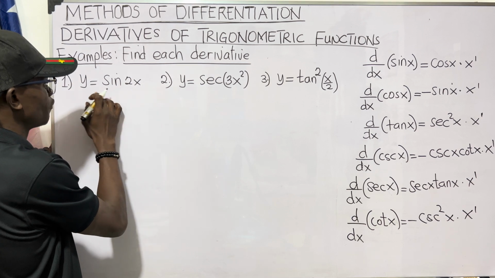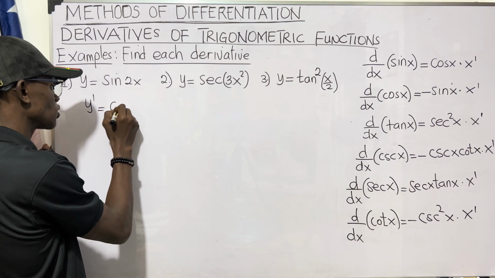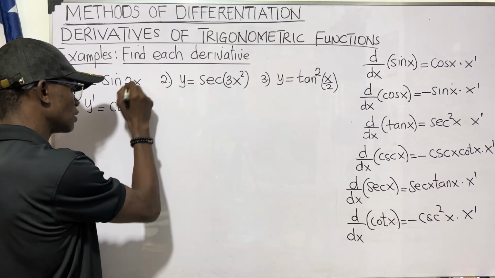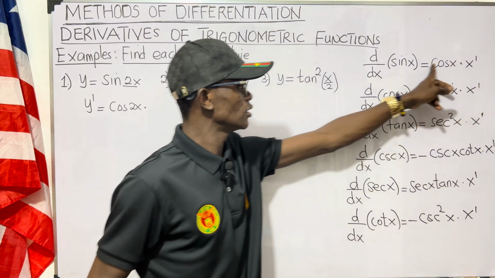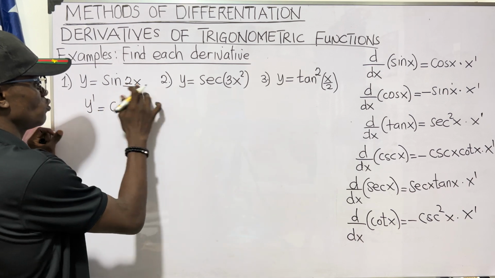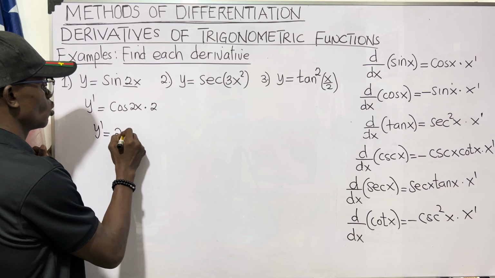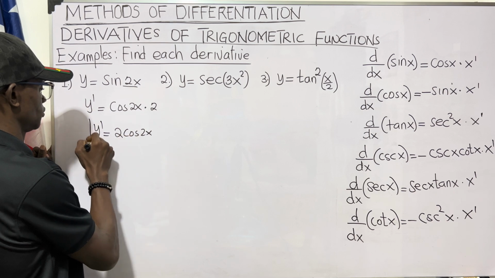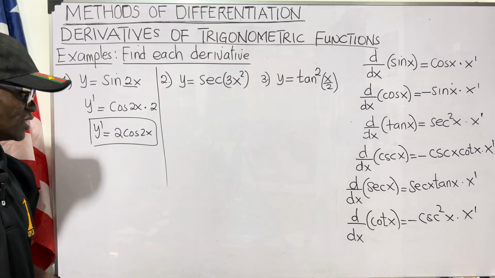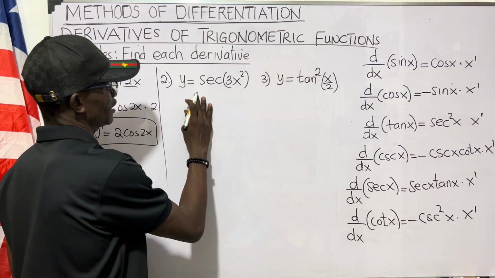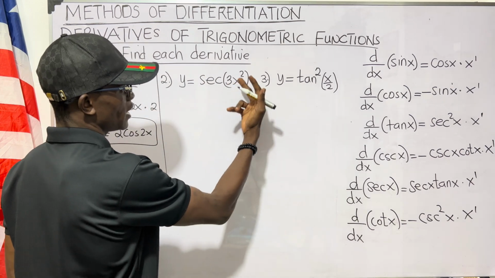So the derivative now of this sine of 2x, y prime, is equal to cos of this 2x times the derivative of 2x, that is x prime. So then we differentiate this 2x. The derivative of 2x is just equal to 2. So y prime is just 2 cos of 2x. So we're done with the first one. You see how easy it is? Very, very easy.